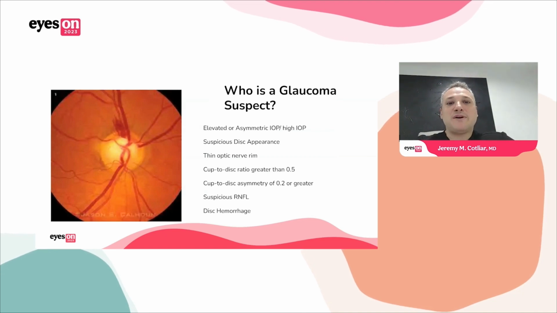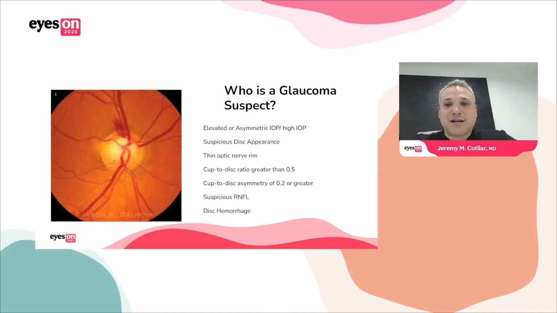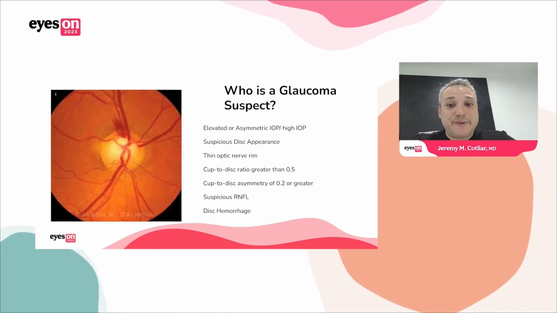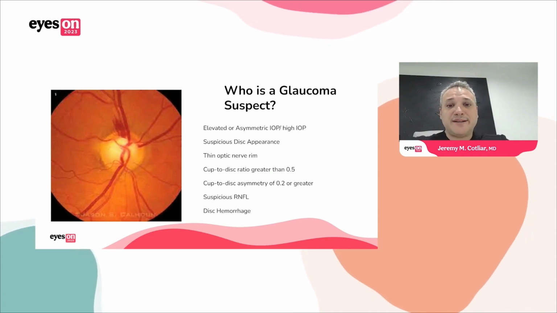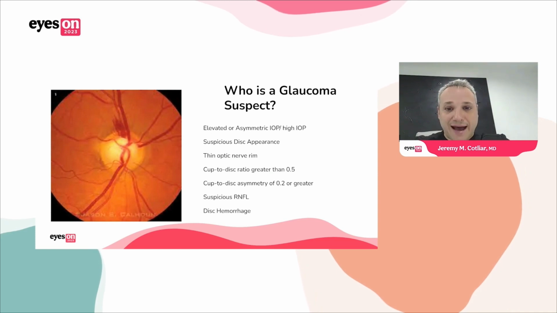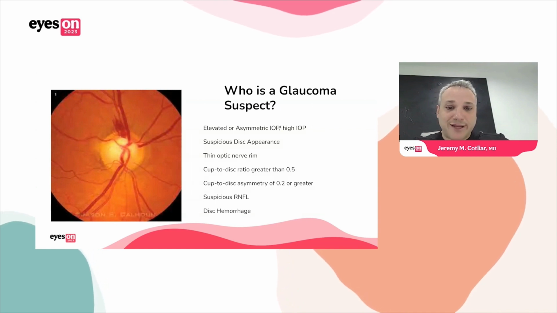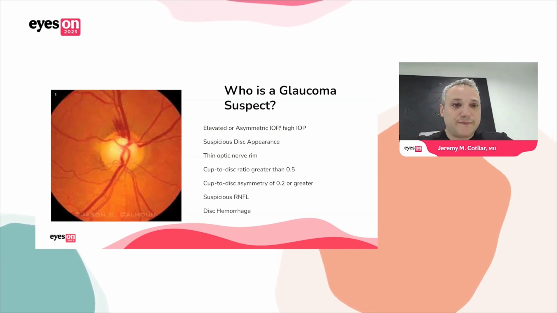So who is a glaucoma suspect? Anyone with elevated or asymmetric IOP, or high intraocular pressure, a suspicious disc appearance, thin optic nerve rim, a cup to disc ratio greater than 0.5, cup to disc asymmetry between the two optic nerves of 0.2 or greater, a suspicious retinal nerve fiber layer or RNFL, and as we can see in the picture to the left, a disc hemorrhage.